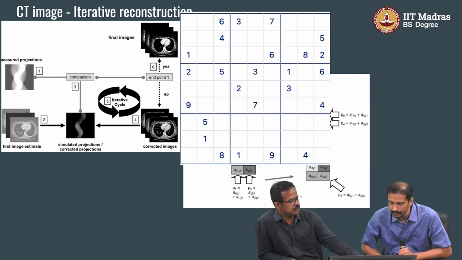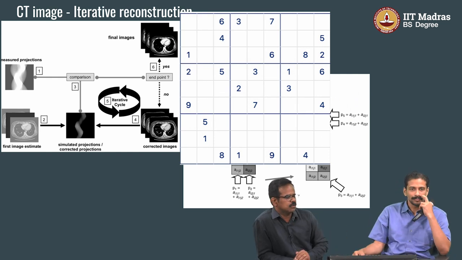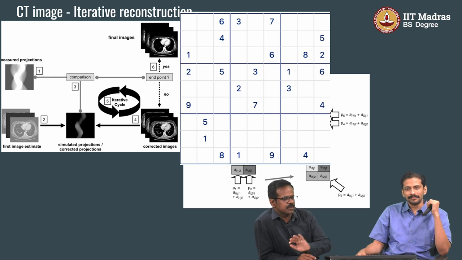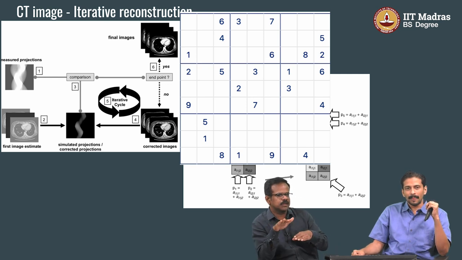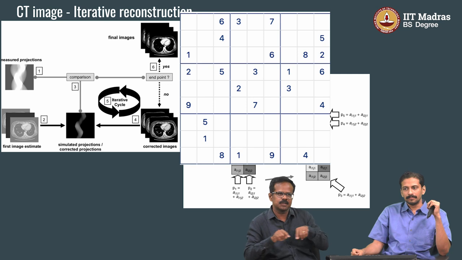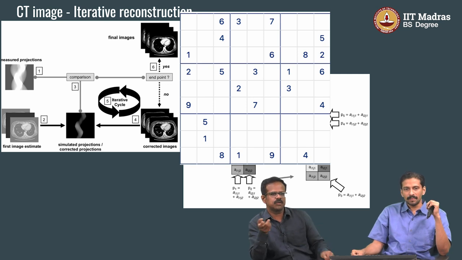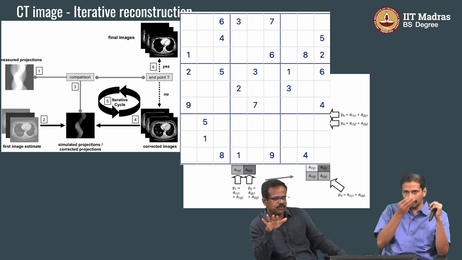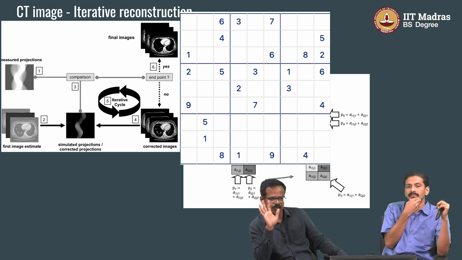To me, it is like filling a Sudoku problem, filling with numbers. The cross section we said is divided into pixels, typically 512 by 512. Each of the pixels should be given a number depending on the tissue in it. If it is air, it will be 0 or negative, it will look black. If it is bone, it will be white. Like that, a 512 by 512 matrix has to be filled up.